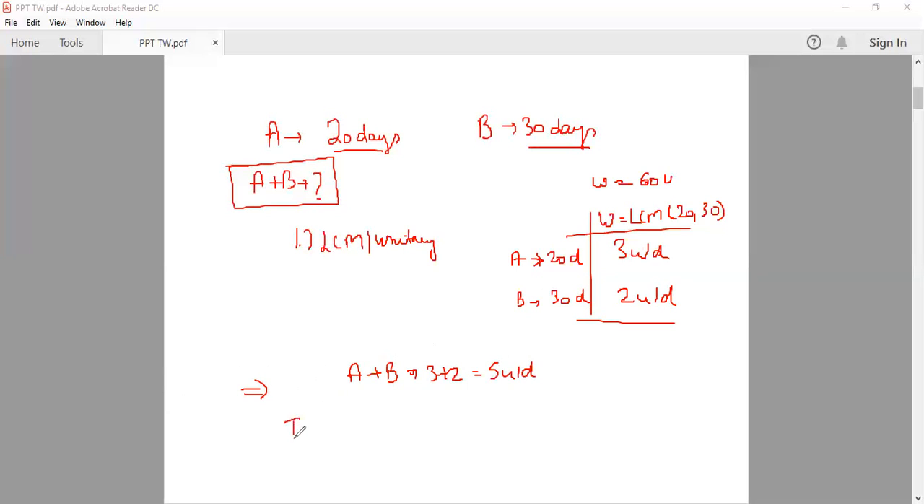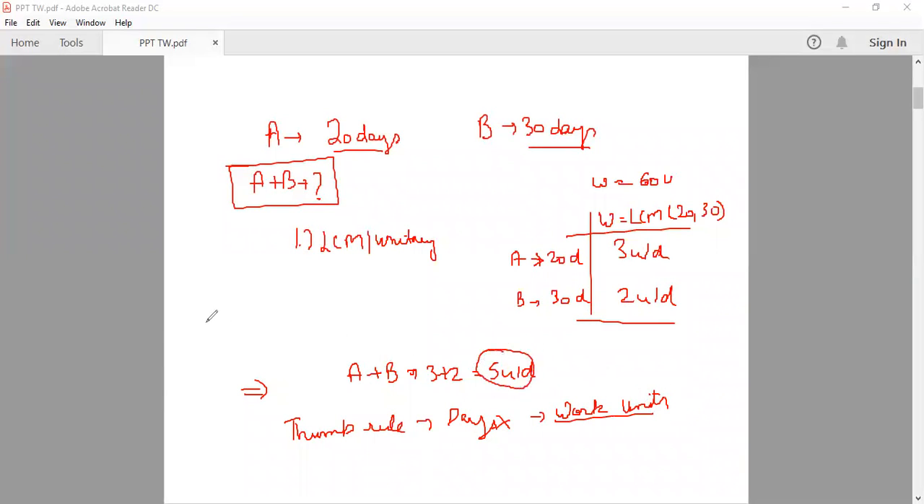A thumb rule. Always remember it. The thumb rule in time and work: you can never add the days. You can never add the days, but you can always add up the work units. Now, as I added 3 plus 2, the total is 5 units per day.